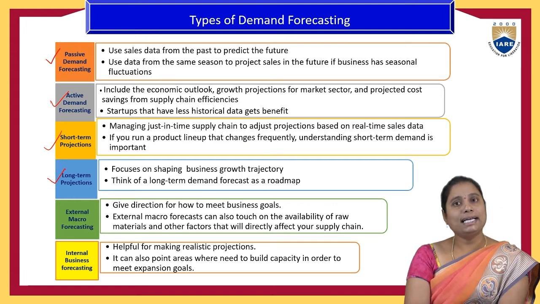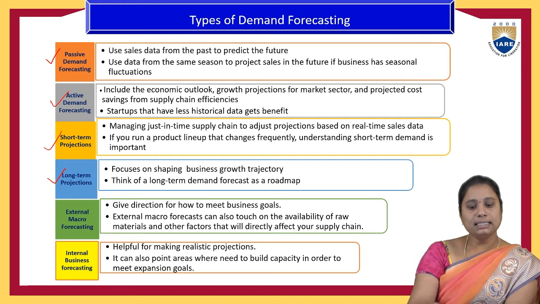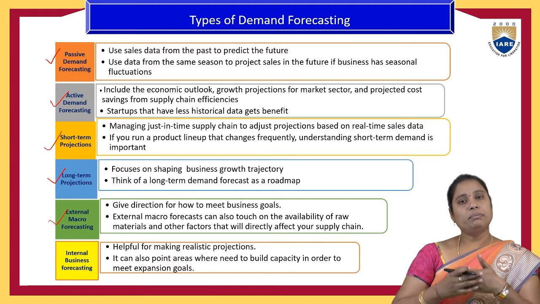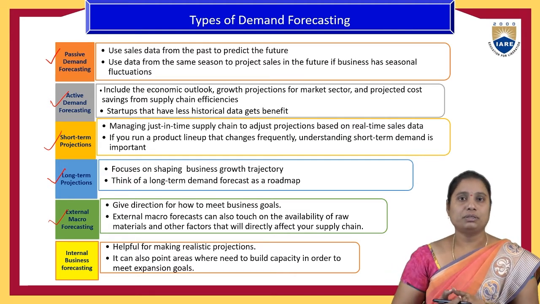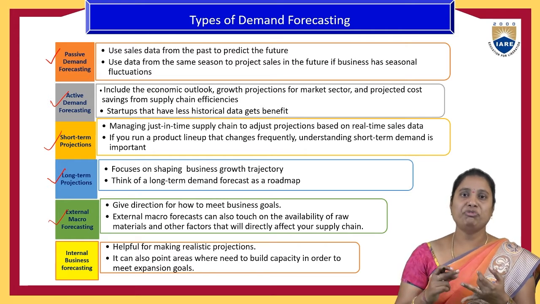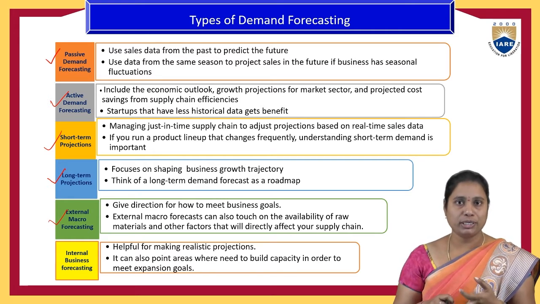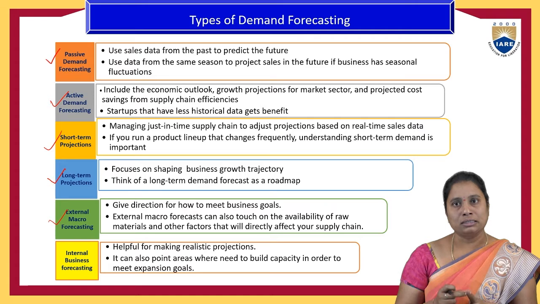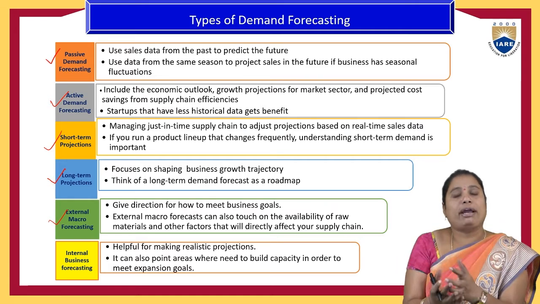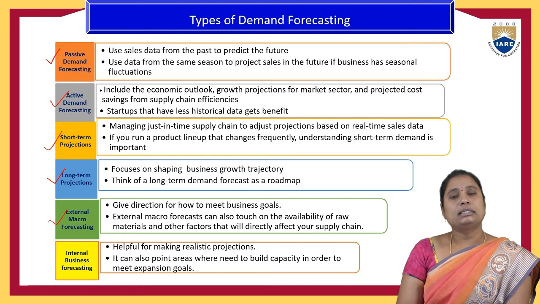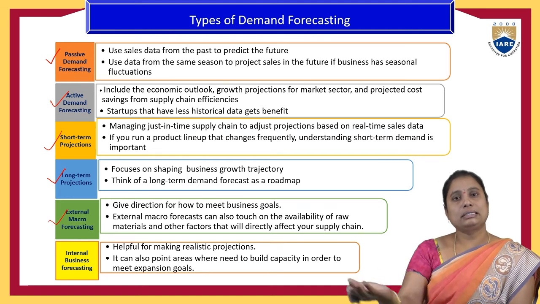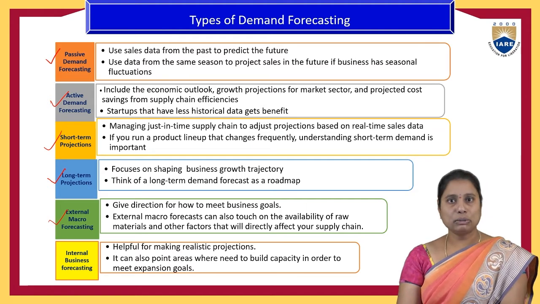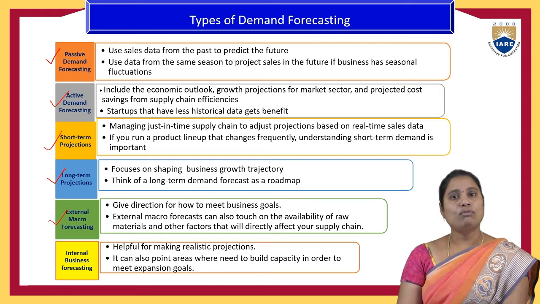The next kind of demand forecasting is external macro forecasting elements. That is, the external business activities: the customer's perspective, the investor's perspective, competitors' perspective, globalization elements, and the impact of governmental policies on the business. If they take all these macro factors into consideration, along with resource availability, natural disasters, and natural elements, and are able to forecast the future, then that is called external macro forecasting.